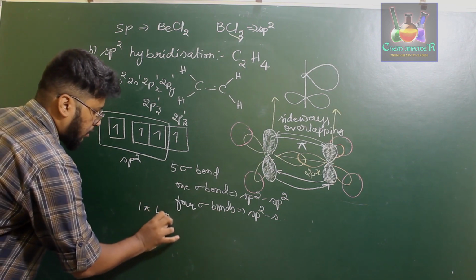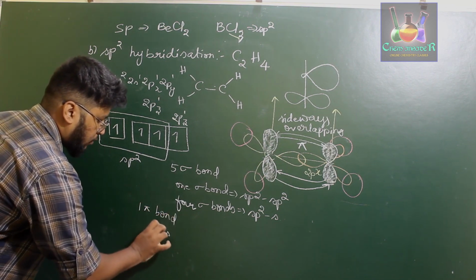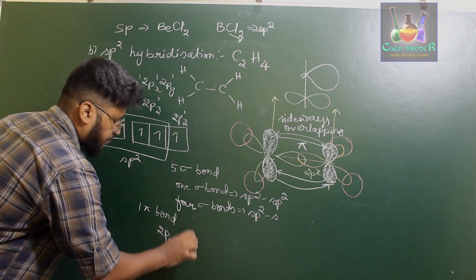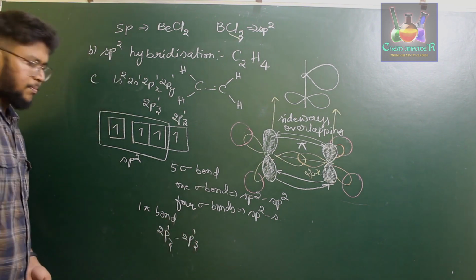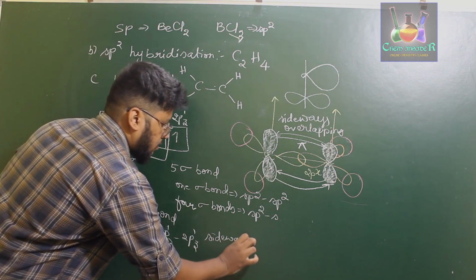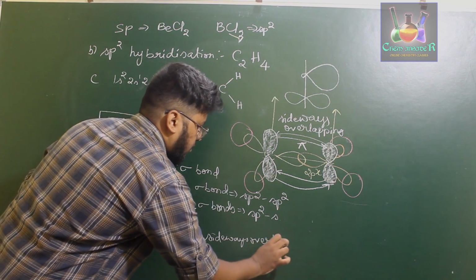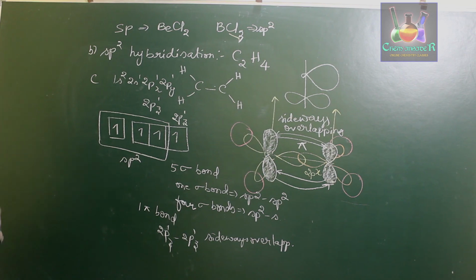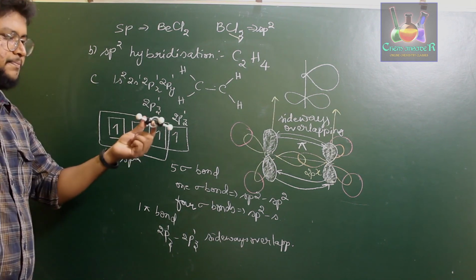1 pi bond because of 2pz1 sideways overlapping, 2pz1 sideways overlapping, leading to the molecular structure like this.